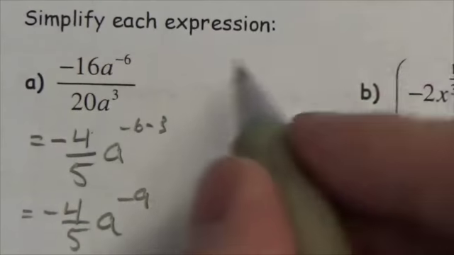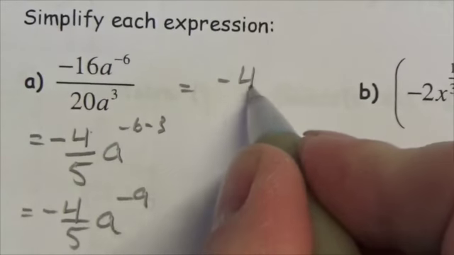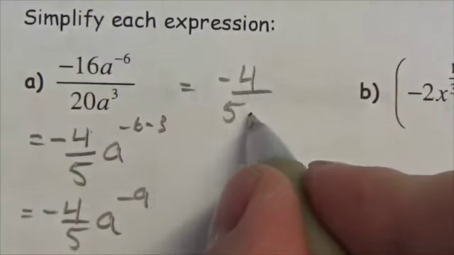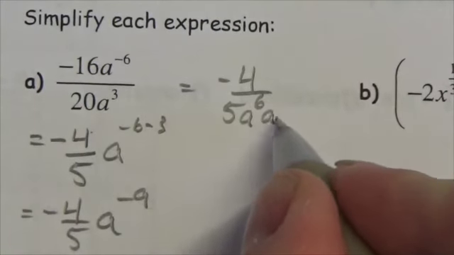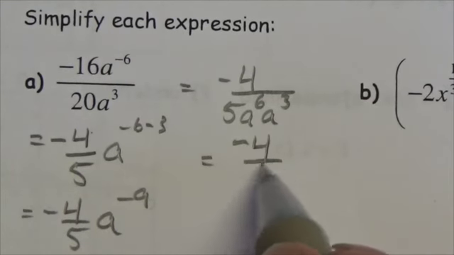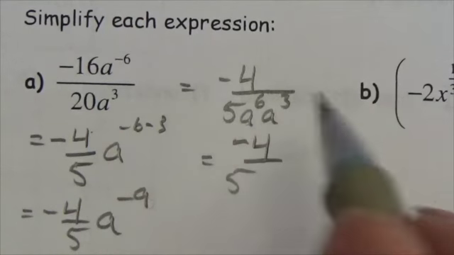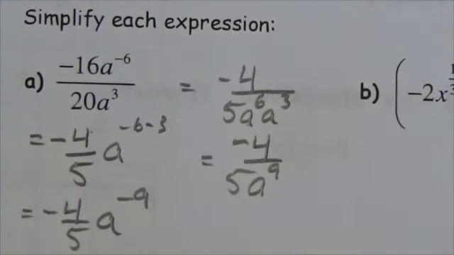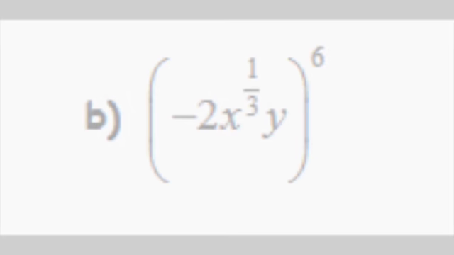Now another way of doing this would have been to think, well, that a to the negative 6, I might have made this negative 4/5. That a to the negative 6 is going to drop down into the denominator, so this will be a to the 6, and then the a cubed is already there. And then when I multiply these two powers together, I simply add their exponents together. That's just another way that you could have thought that one through and gotten the same answer.